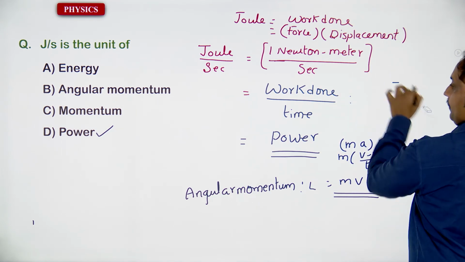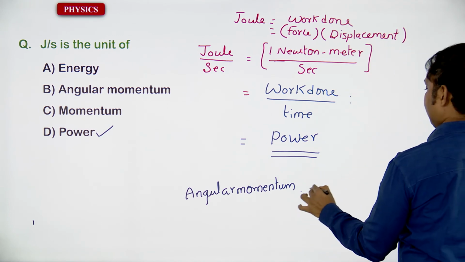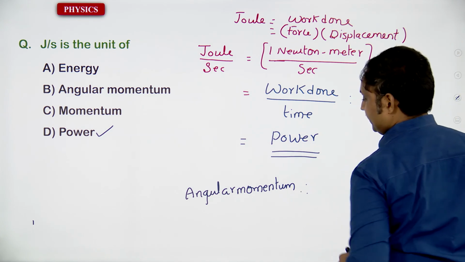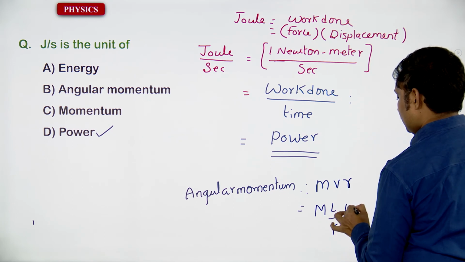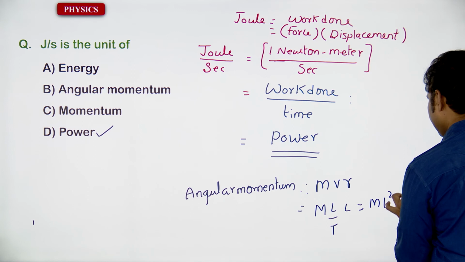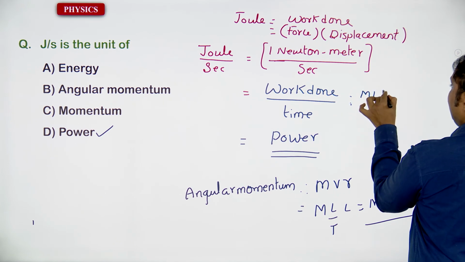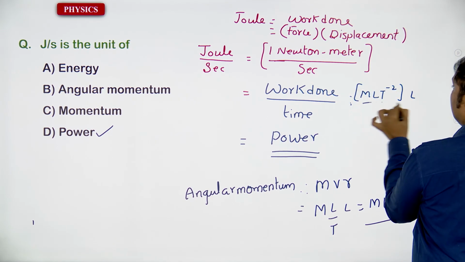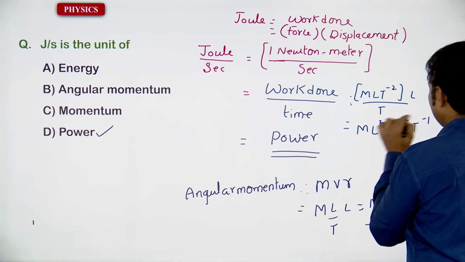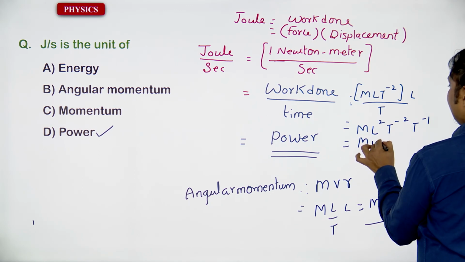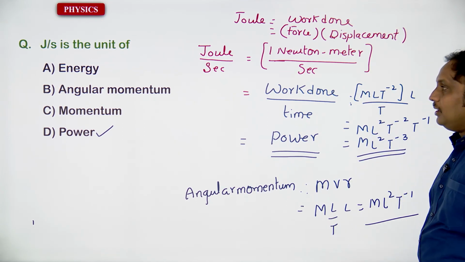Power is the correct answer. The remaining are not going to be suitable. Let's check. Dimensionally we will verify. Angular momentum is mvr, that is m into L by T into L, that is ML²T⁻¹. But for work done, it is MLT⁻² into L, that is ML²T⁻². Power is ML²T⁻³. It's not at all going to be suitable for that.